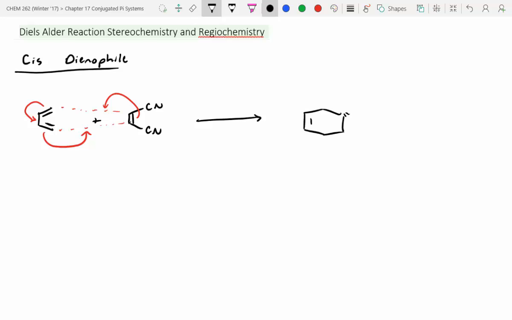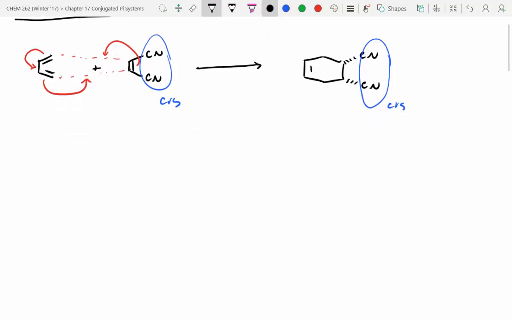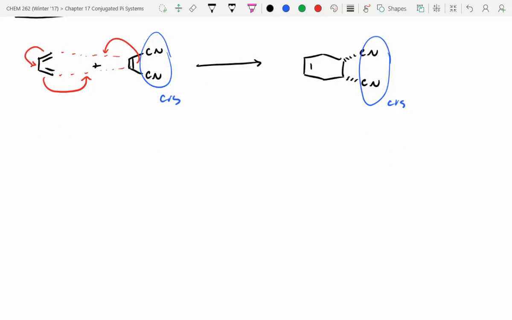And then with your final product, these nitrile groups are going to be cis on your cyclohexene, right? So they're cis here. That means that they're going to be cis in your product as well. But let's take a look at the side-on view and our transition state. So imagine that this is our diene, and we're going to dock with our dienophile, which is kind of underneath. So I'm going to draw this underneath.